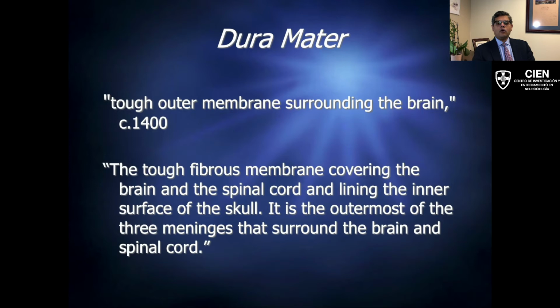As we all know, the dura mater has been described since Egyptian times in BC 1400. It was described initially as a tough outer membrane surrounding the brain. This tough fibrous membrane covers the brain and the spinal cord and lines the inner surface of the skull. It's the outermost of the three meninges that surround the brain and spinal cord, the other being the arachnoid and the pia.